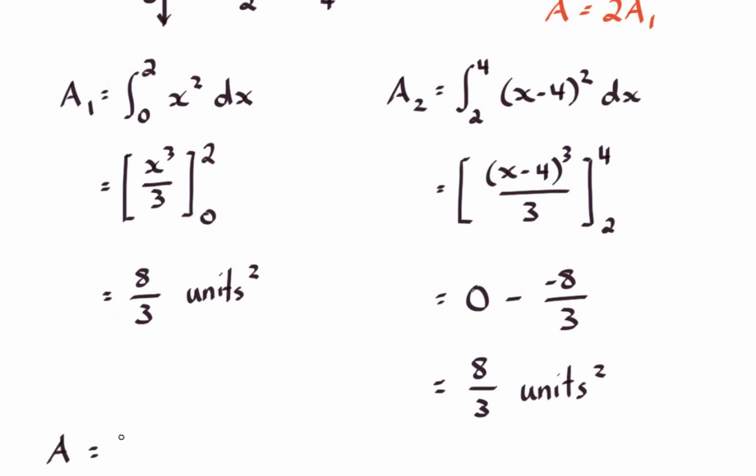That means our total area is area 1 plus area 2, which is 16/3, or 5 1/3, if you wanted to express it that way. Okay, on to example 2.